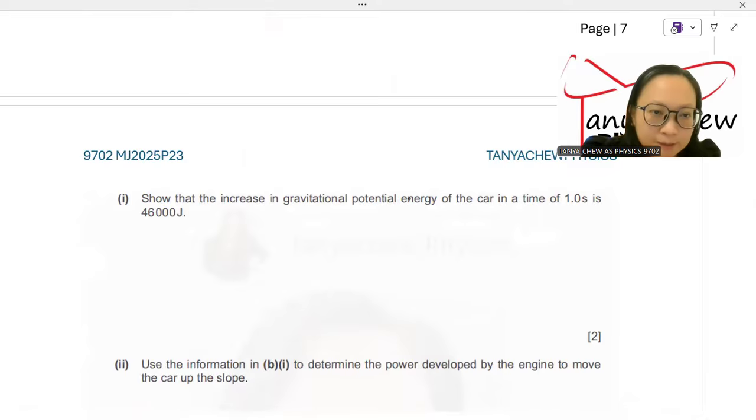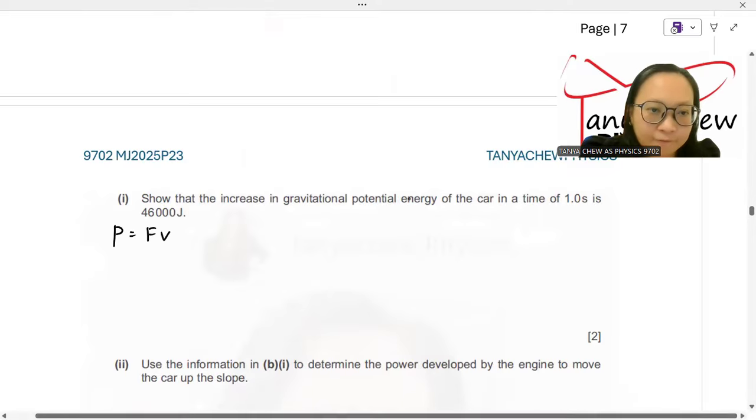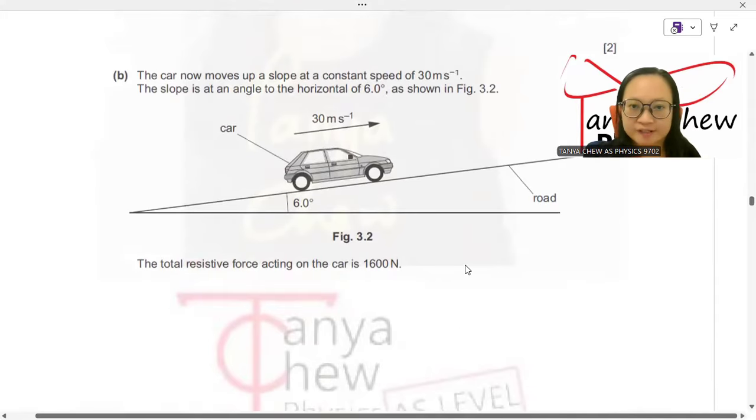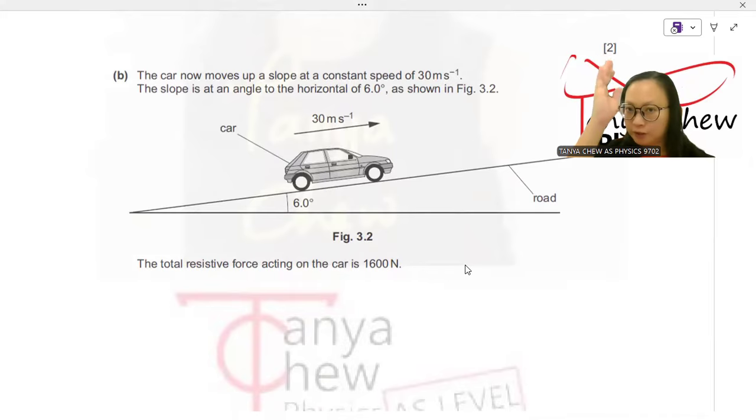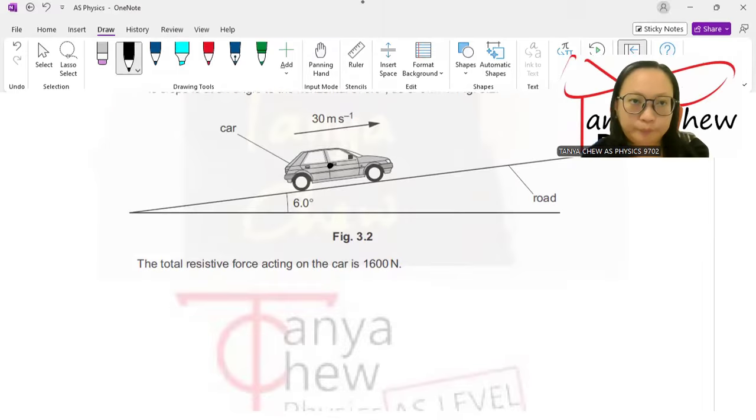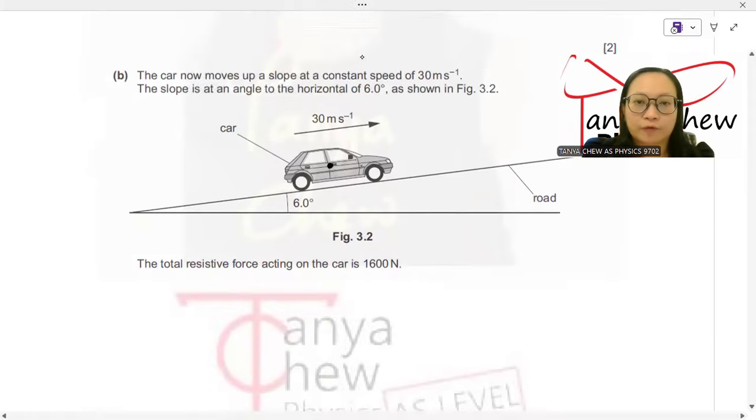Still going to use this because the speed is constant, Fv. The problem is with the F. I want you to see this. The car is going up an inclined plane, and the weight is acting vertically downwards. So this is the center of gravity of the car. What you need to do is draw a normal towards the center of gravity of the car.